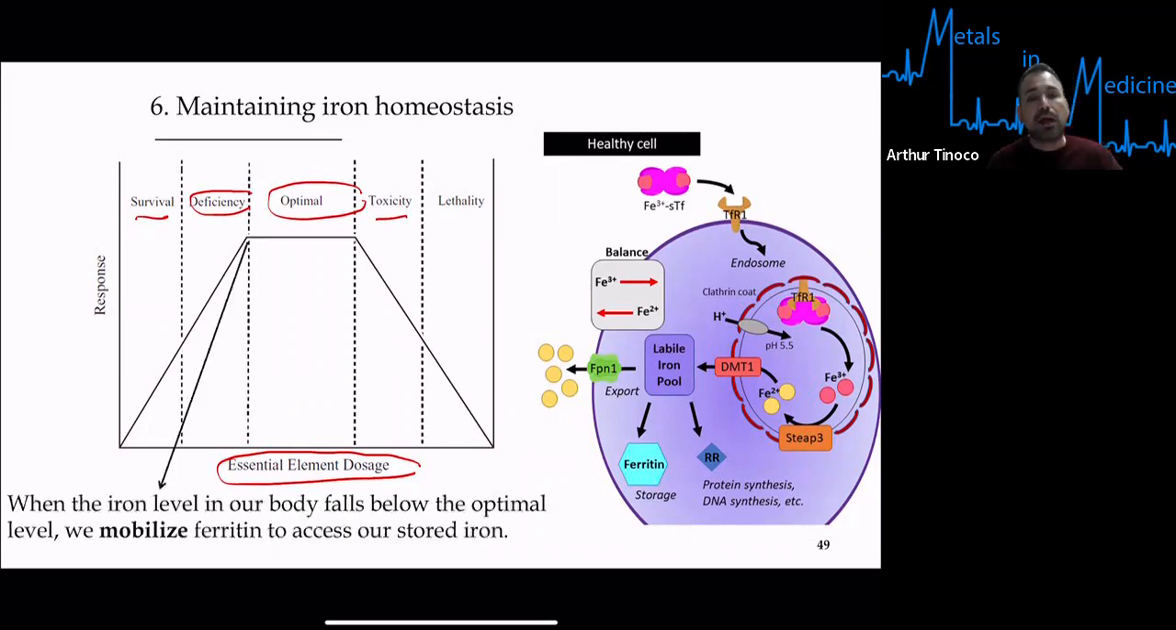So let's talk a bit about how the body can try to regulate the homeostatic control of this metal. Because as I mentioned in our previous lecture, we don't have an effective molecular mechanism for release of iron. So we have to have a pretty controlled amount of iron that we take into our bodies. But we do have a mechanism in order to control when we're slightly below or slightly above this homeostatic level. When the iron level in our body falls below the optimal level, our cells will mobilize the ferritin in order to access that stored iron.